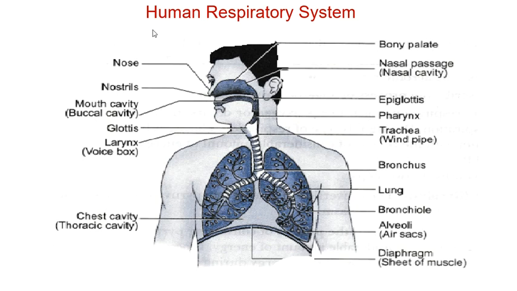So today we are going to take an overview through this diagram which you can see on the screen, which is of the human respiratory system. We all know what is respiratory system. The organs which are involved in respiration form the respiratory system. As you can see in the diagram, it is starting from the nose.